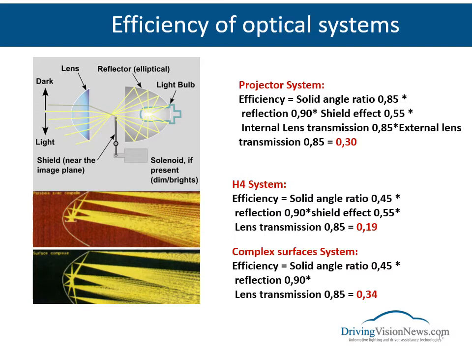With the H4 system we have a solid angular ratio of 0.45. Reflection on the reflector is 0.9, shield effect 0.55, and so with a lens transmission of 0.85 we have a global efficiency of 0.19 only.